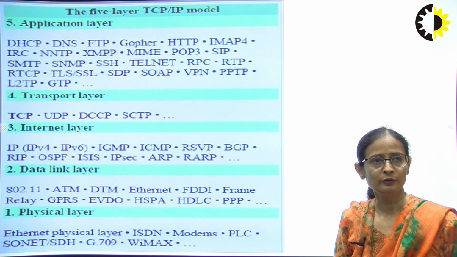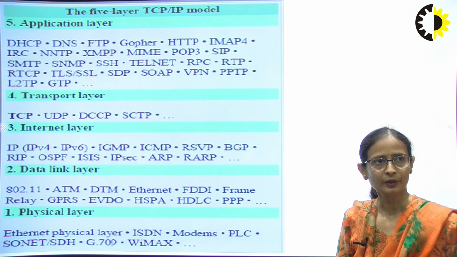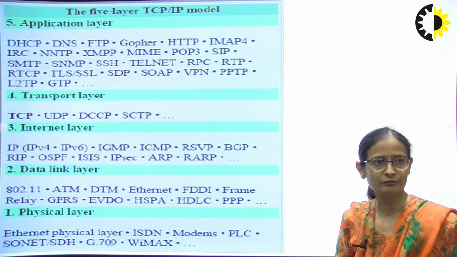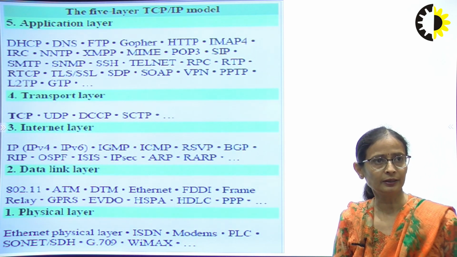First of all, we will discuss the TCP/IP model, the 5-layer model basically. In a TCP/IP model, you are aware that the bottom layer is the physical layer. Above that, we have a data link layer, then the internet layer, the transport layer, and the application layer.